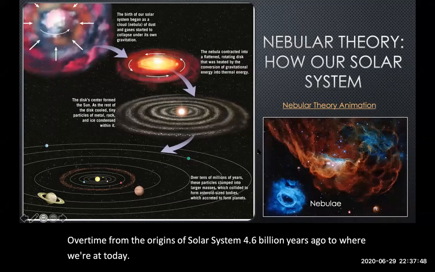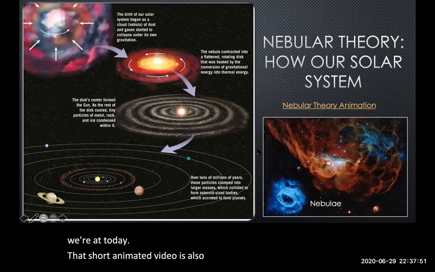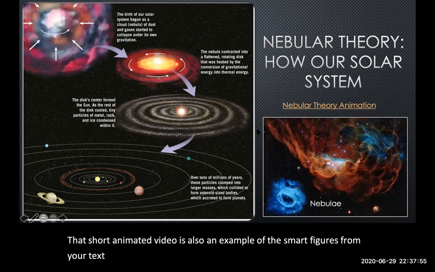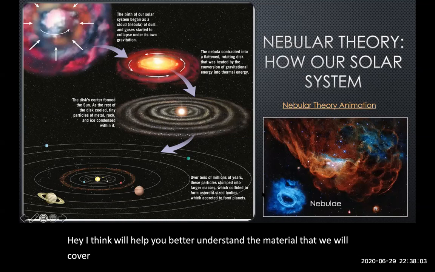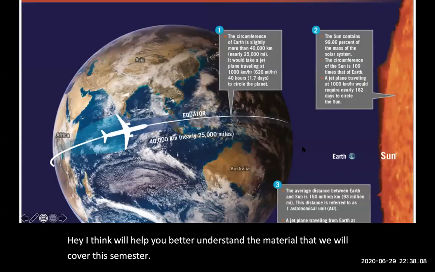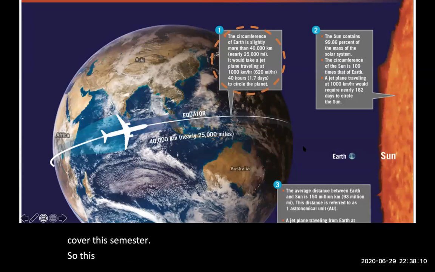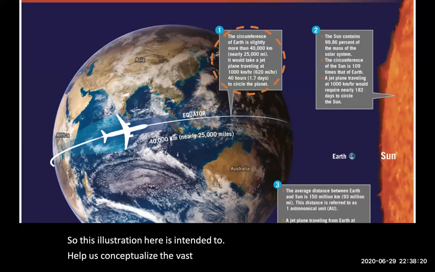That short animated video is also an example of the smart figures from your text, and I encourage you to use those. I think they will help you better understand the material that we will cover this semester. So this illustration here is intended to help us conceptualize the vast sizes of objects in our solar system and the vast distances between them.